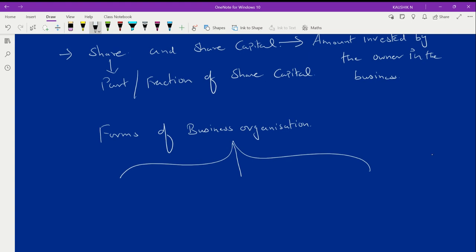It is not the government organization or non-government organization. The forms of business organization are sole proprietorship. Have you come across sole proprietorship? Then partnership and joint stock companies.